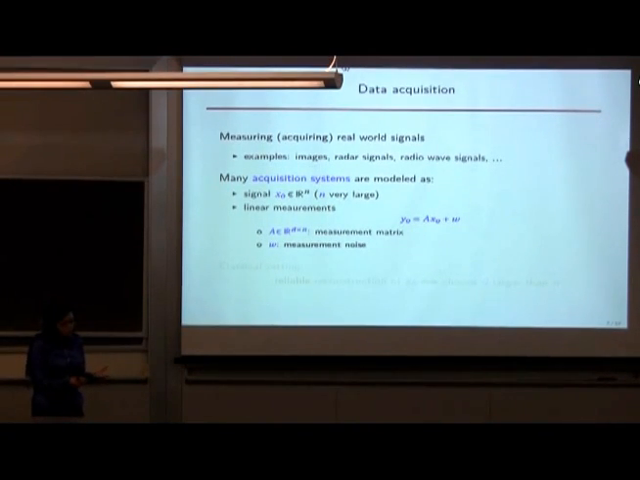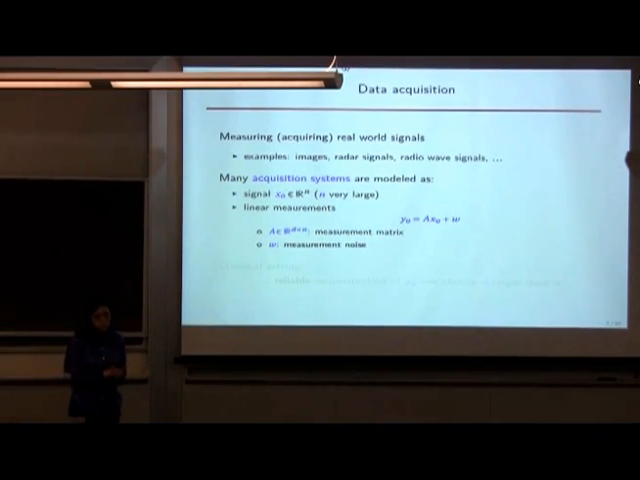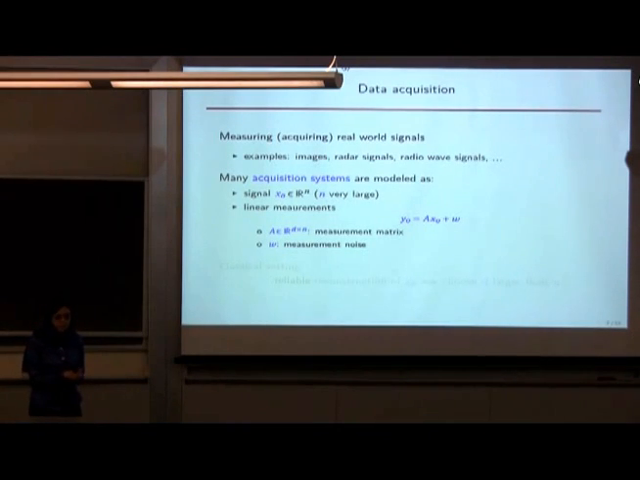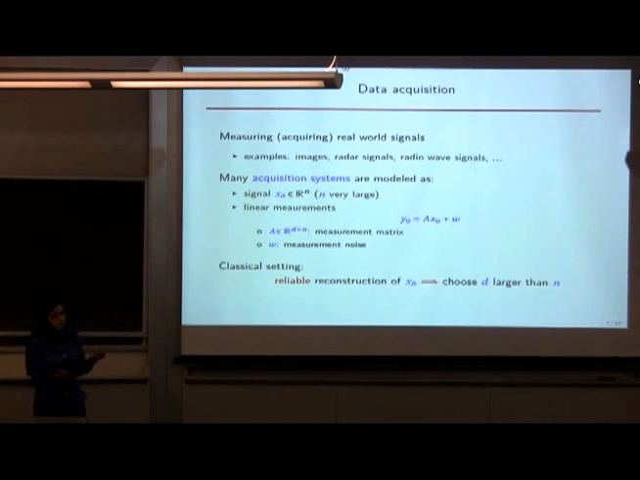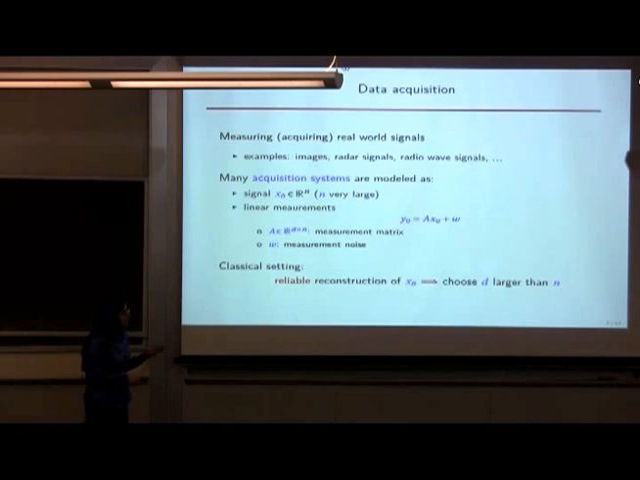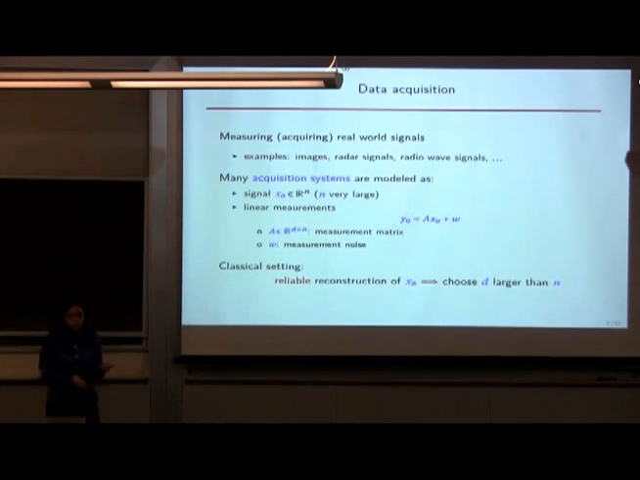And from these noisy measurements, we would like to estimate our signal X. In order to be able to do this in the classical setting, we have n unknowns, so we need at least n equations, and we need more because we have noise. So we need to take the number of measurements to be larger than the ambient dimension n.